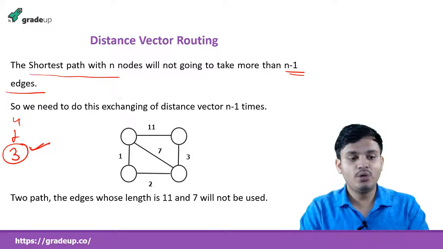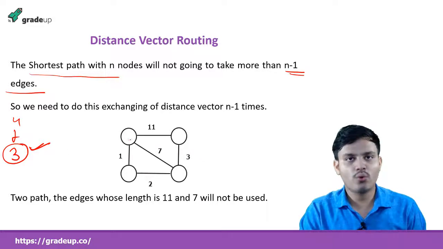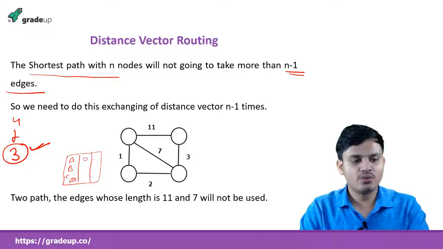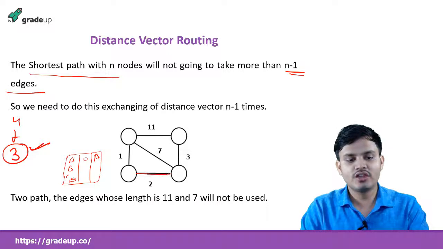But it will be huge to make this for all of the nodes, and GATE is not going to ask this. Even if it asks you to draw the final distance vector, you can draw it by yourself here. For example, if I want to do it for A, B, C, D, then I know from A to A it is 0, it will always be there. A to B, obviously there is no other way than this.